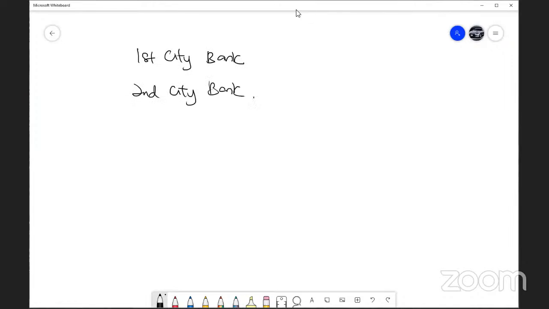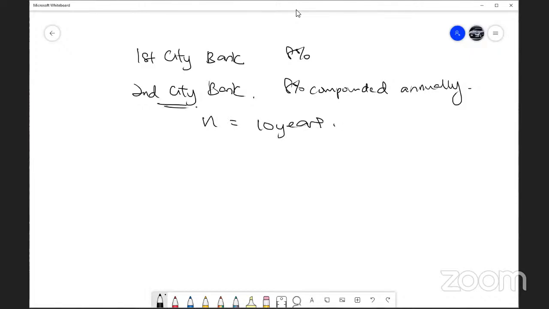First Citibank is giving 8% simple interest on its savings account balances, whereas Second Citibank is giving 8% interest compounded annually. If you made a $5,000 deposit in each bank, how much more money would you earn from your Second Citibank account at the end of 10 years? So the period is 10 years. Start with First Citibank first.